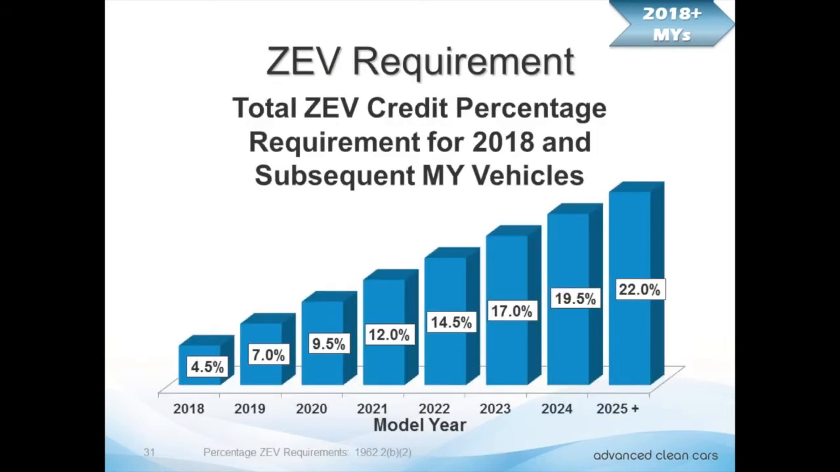Here again are the basic ZEV credit percentage requirements for model year 2018 and beyond. The ZEV regulation lists these as the percentage of a manufacturer's average production volume that must be met with ZEV credits. As we have discussed, there are several types of vehicles that earn credits. Next, we are going to cover the spending rules associated with each of the different credit types based on a manufacturer's volume status, starting with the requirements for large volume manufacturers.